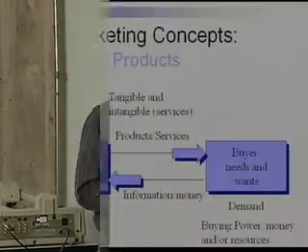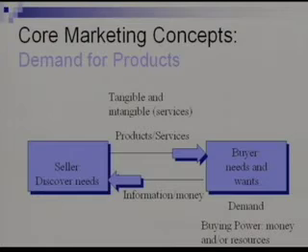So what happens is that buyers have needs and wants, and when they have money, that then becomes a demand. They have the ability to do something and fulfill those needs and wants. And so that information about what they need and want is discovered by the seller, and the seller then develops tangible and intangible products and services that go back to the buyer, and in return money is exchanged. So it's a cyclical process between the buyer and the seller.